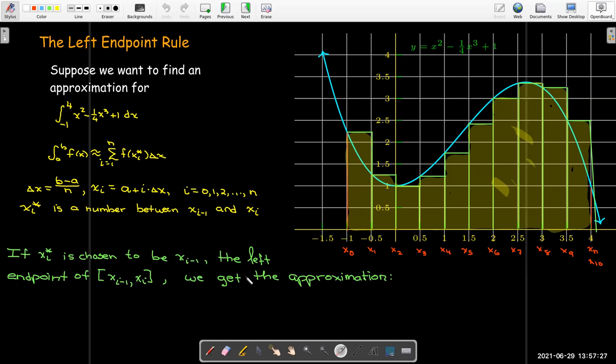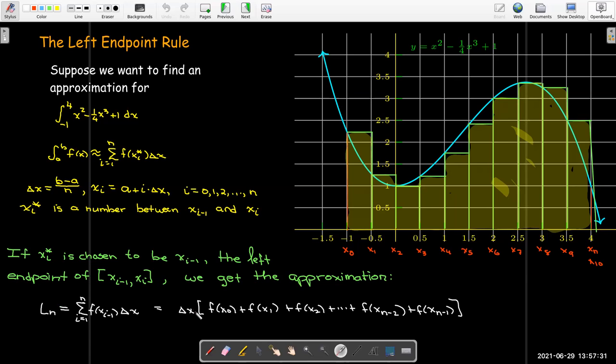If we do that, we get the following approximation, where we're just going to factor out this delta x, which remember is the width of each of the rectangles there. And then I'll just have the heights. The heights are going to start here at x0, and then the last height is at x sub n minus 1, here x sub 9.